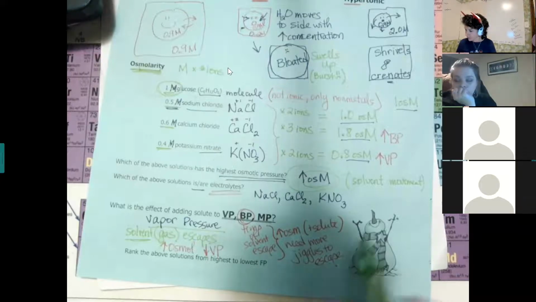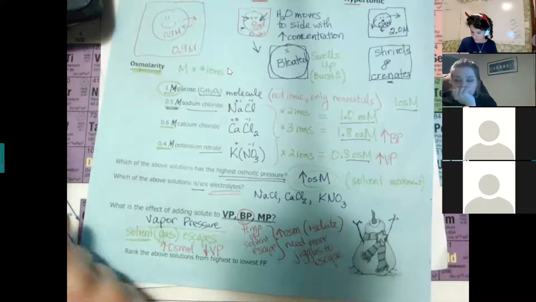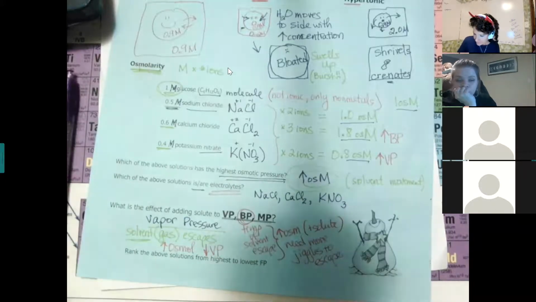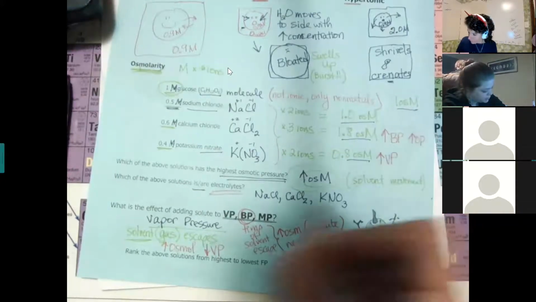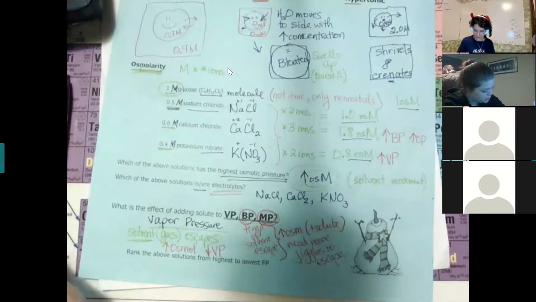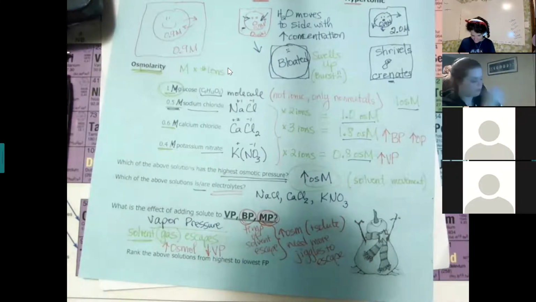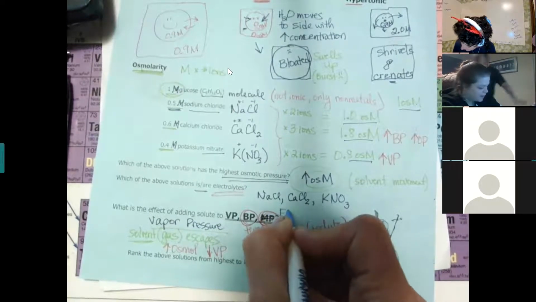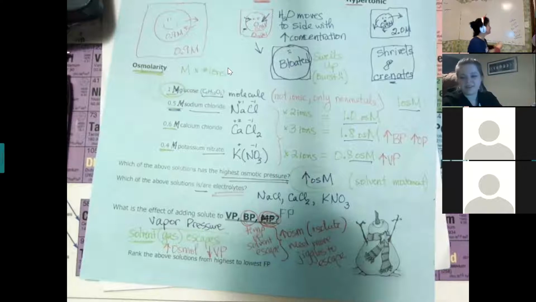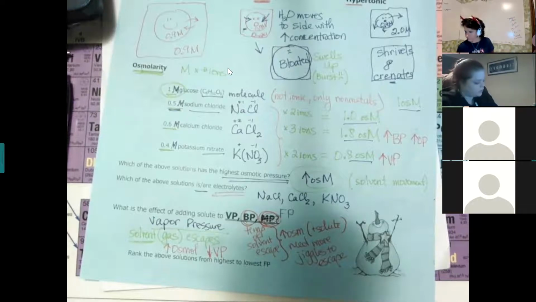All right, so this one also had our highest osmotic pressure. So we have one more, which is MP. The better way of saying this would actually be freezing point. So FP, so change that. I may have already changed it. Yeah, it's FP. It says FP on yours? Okay. So FP is the freezing point.